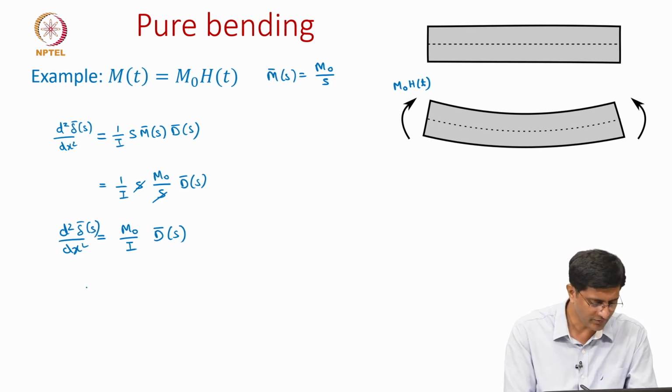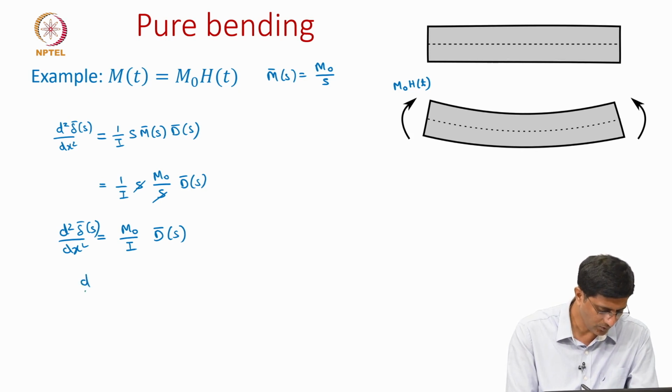So, finally, once we apply the last step and do the inverse Laplace transform, this will go back to the time domain, delta of t equals M naught by I times D of t.